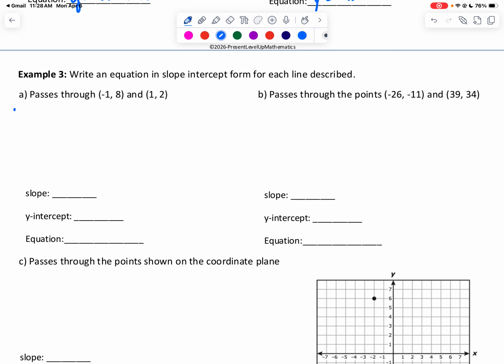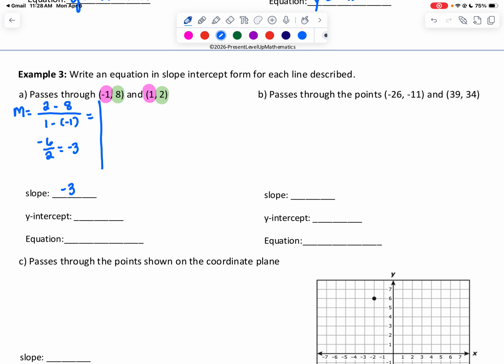To find our slope, we use our slope formula. Let me highlight those. These are y2 and y1. So y2 is 2 minus y1, which is 8. And then x2, which is 1, minus x1, which is negative 1. So 1 minus negative 1. If we simplify that, we would get negative 6 over positive 2, which equals negative 3. So now I know my slope.